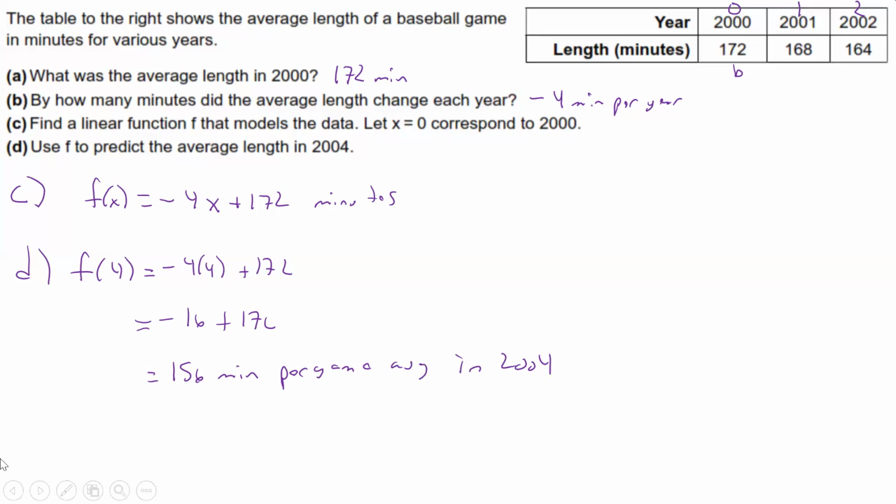So that's everything. And again, we could have done the slope in a different manner. Here they told us it went down each year, but we could have said, okay, well, let's take 164 minus 172 divided by 2 minus 0. And so that's going to be what? Minus 8 over 2, which is a minus 4. And we get the same thing as what we got each year. We went down by 4, we went down by 4. So that's the same thing.